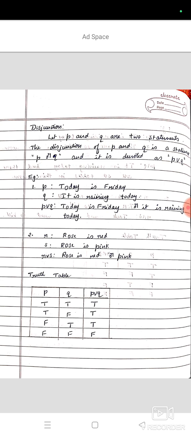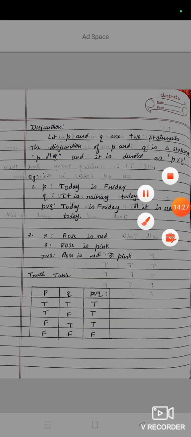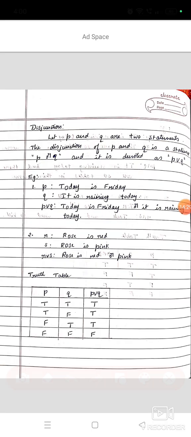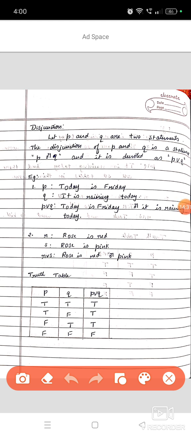Next, disjunction. Disjunction of P and Q. In disjunction, we write the word OR between P and Q, and a symbol is used to write the operator, P or Q.